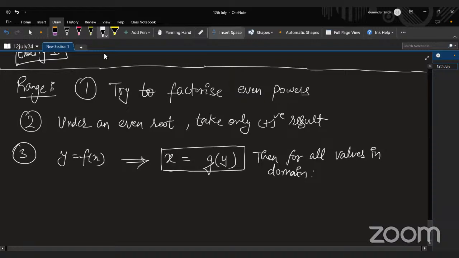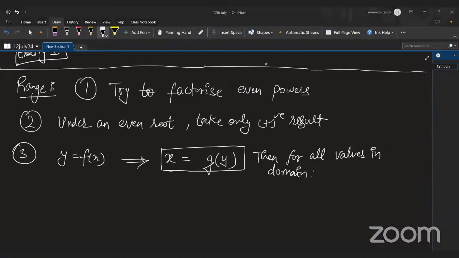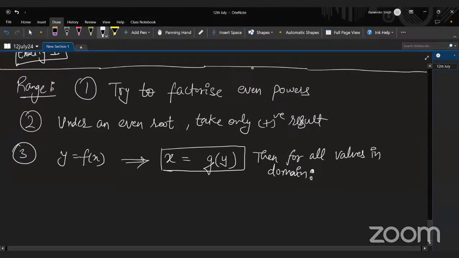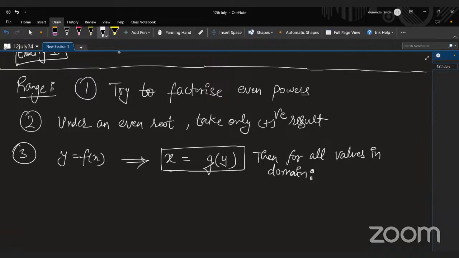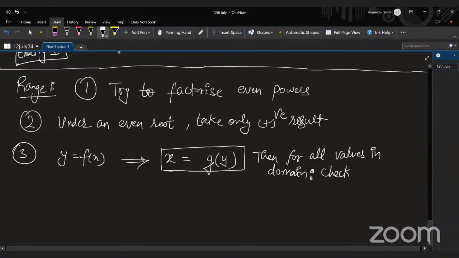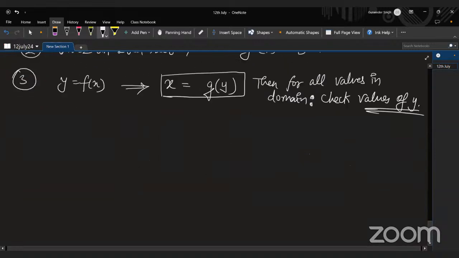Don't worry, I will solve problems and you will get to know what I'm telling. See, in maths, writing theory cannot be understood easily. That is why I am hesitating in writing theory. I don't know what to write because in mathematics, generally things are not written; they are explained. So don't worry if you are not able to understand this theory. Then for all values in the domain, check values of y. I will explain it to you, don't worry.